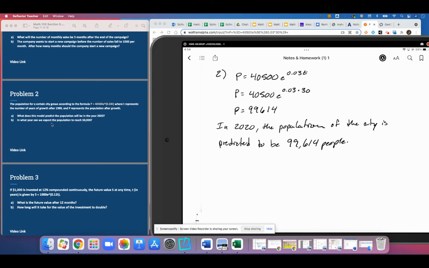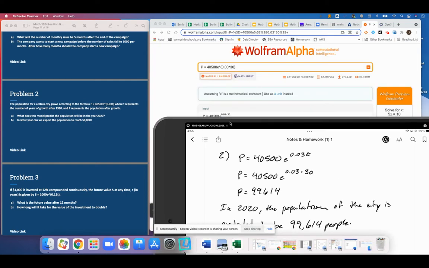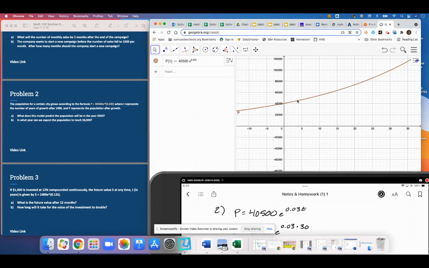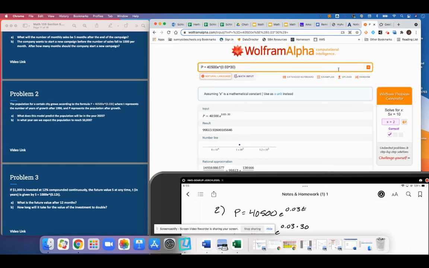So in what year can we expect the population to reach 50,000? And so if we go back to our GeoGebra, we can kind of get an idea of that from the graph. So it should be about halfway between 40 and 60. So my guess is going to be about 7 years after 1990. So my guess is going to be 1997. We'll see how close I came.